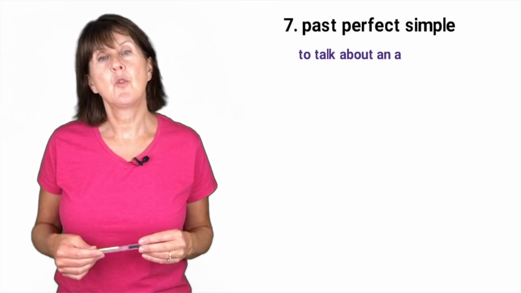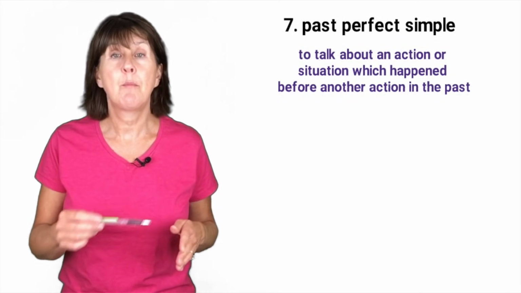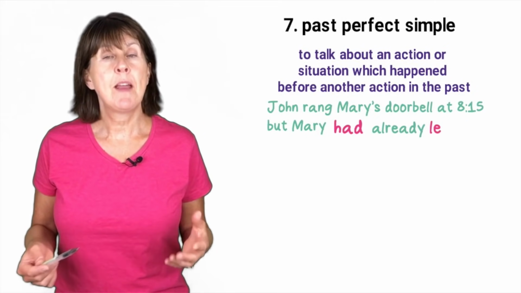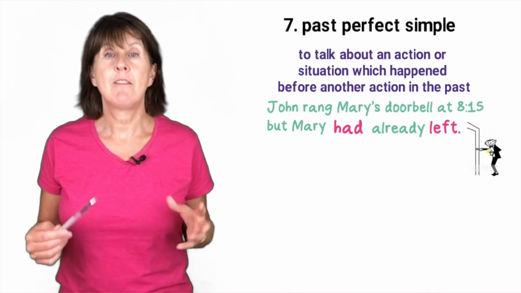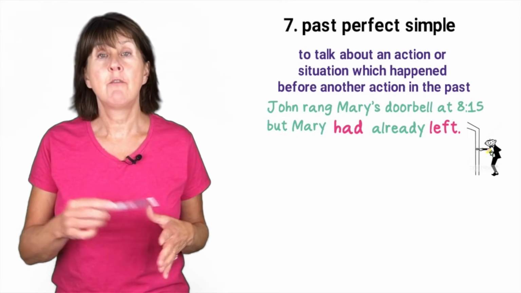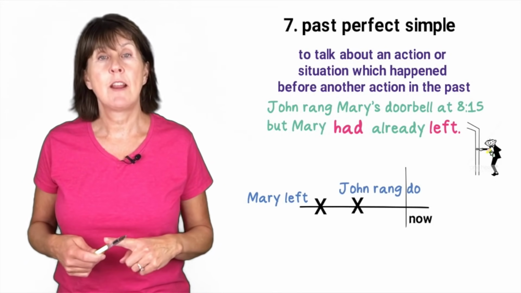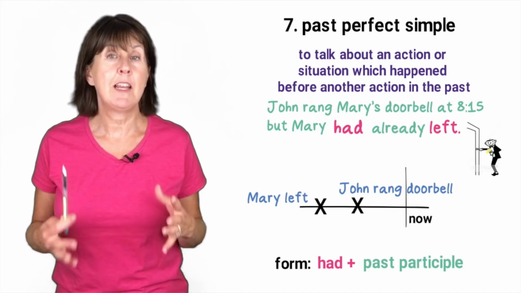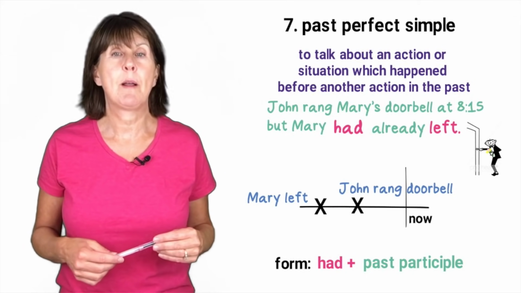Okay, so moving on to the past perfect simple. This is used to talk about an action or situation which happened before another action in the past. So John rang Mary's doorbell at 8:15, but Mary had already left. Which action came first? Mary left. Then John rang the doorbell. So here we can see on the timeline that Mary left and then John rang the doorbell. So we use the past perfect to talk about an action, here Mary leaving, which happened before another action in the past, here John ringing the doorbell.